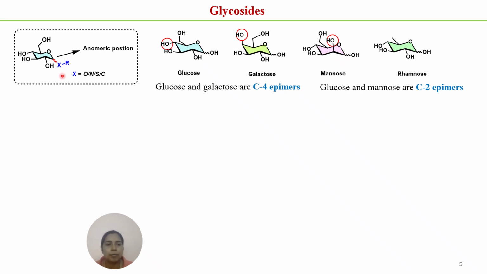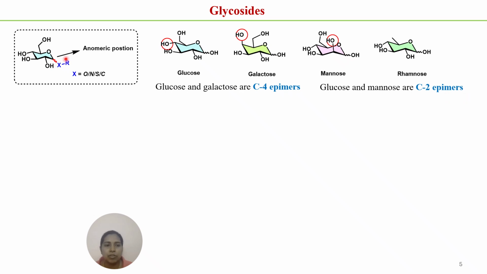This is the sugar moiety. Here lots of chiral centers are there. Based on this we can classify it as glucose, galactose, mannose, rhamnose like this. And glucose and galactose are C4 epimers. They differ only in the C4 position. Glucose and mannose are C2 epimers.